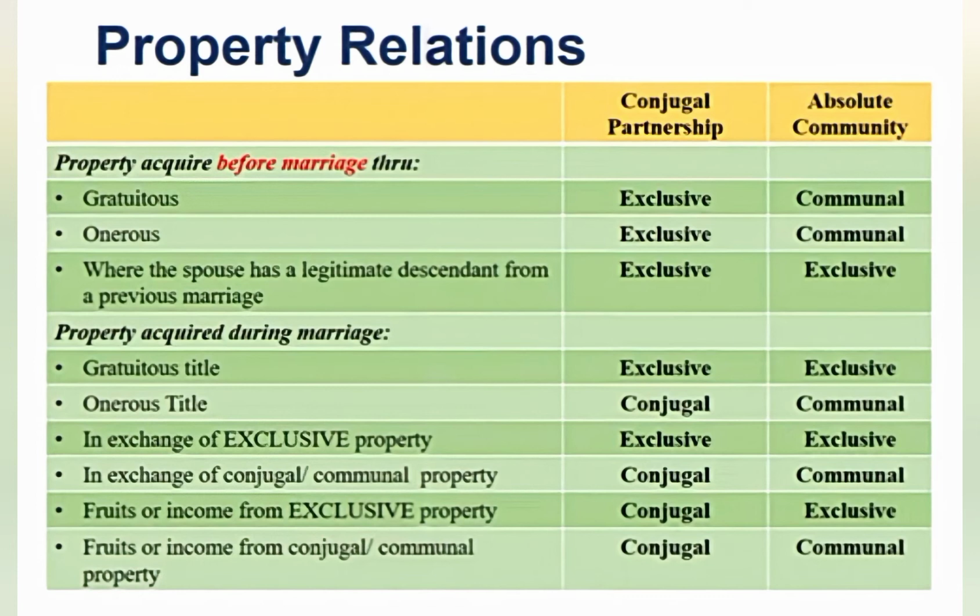While when the fruits or income from exclusive property under conjugal partnership, it is conjugal. But when under absolute community, it is exclusive. Last is fruits or income from conjugal or communal property. Under conjugal partnership, it is conjugal, and under absolute community, it is communal. Any fruits or income, the husband or wife will always be conjugal or communal.